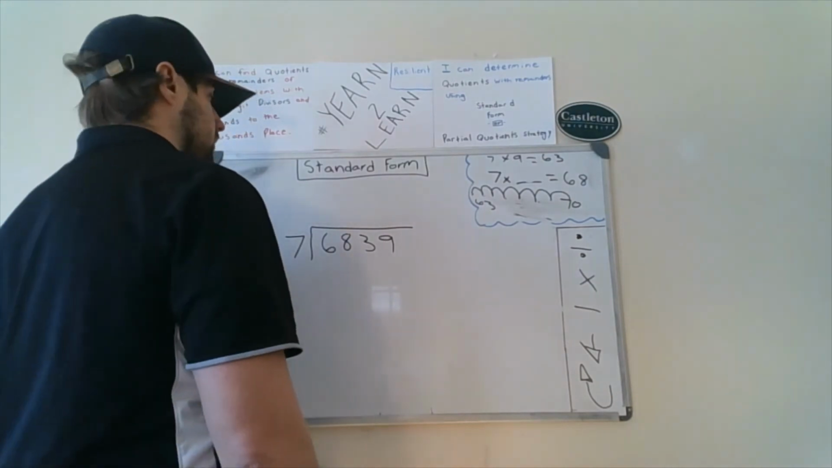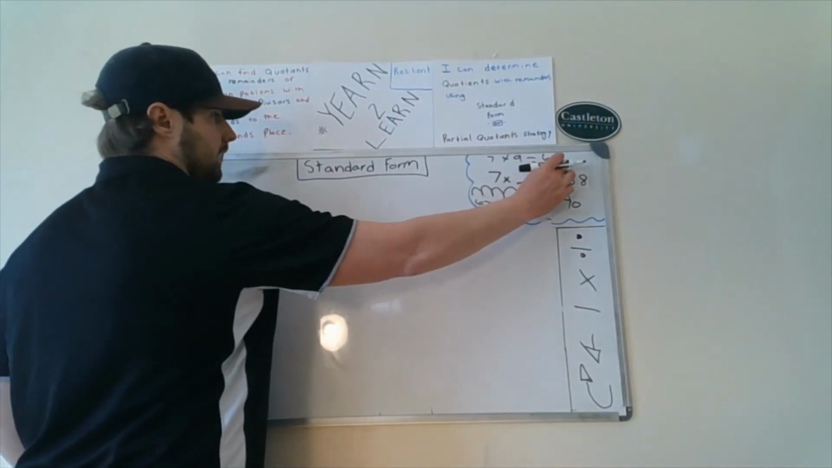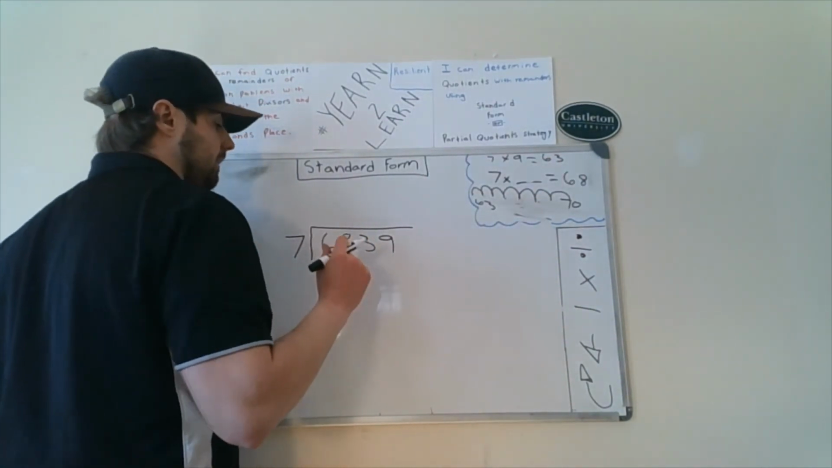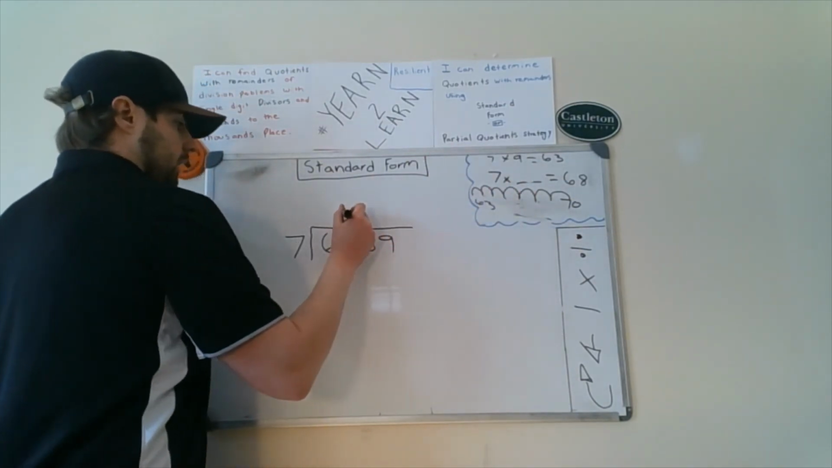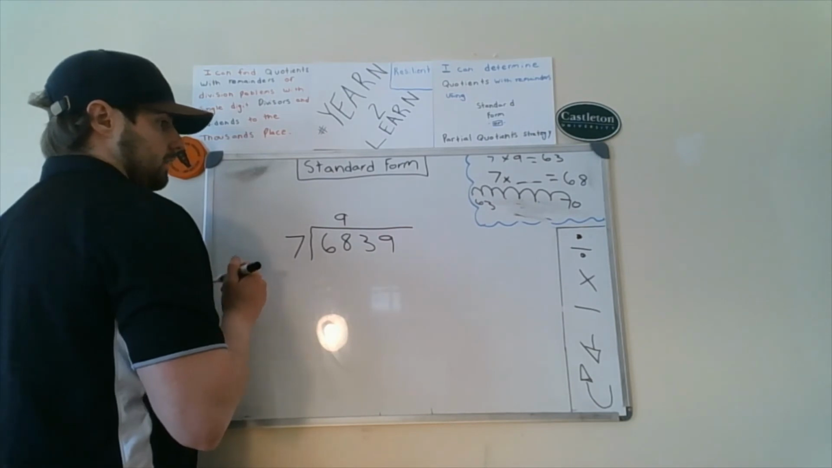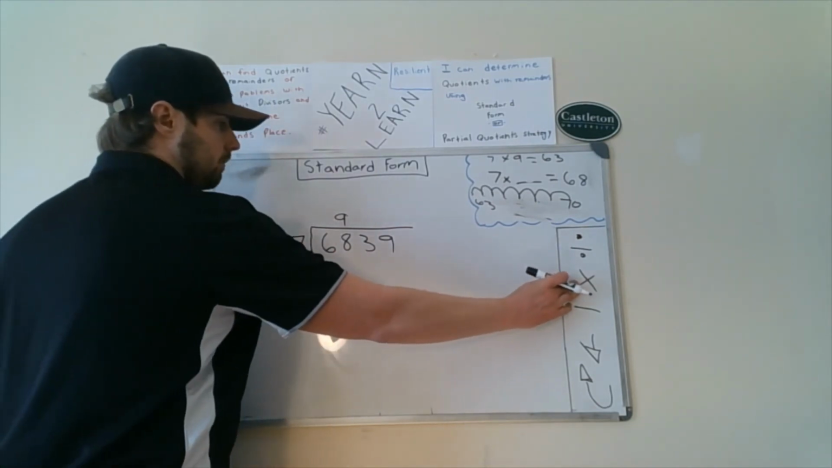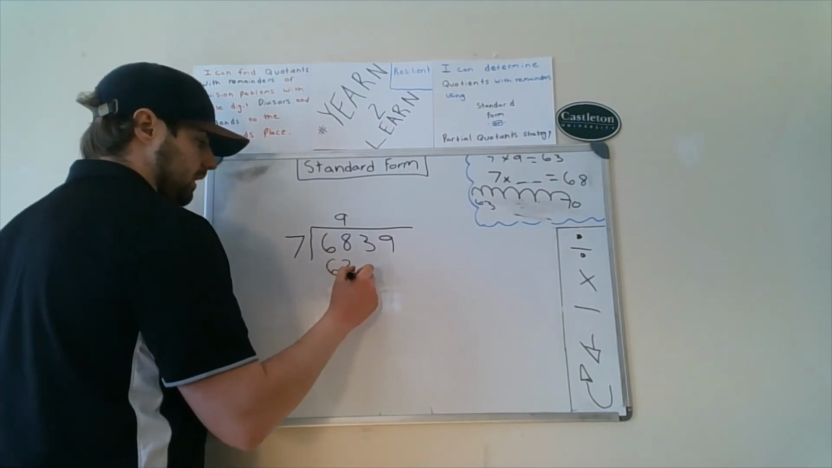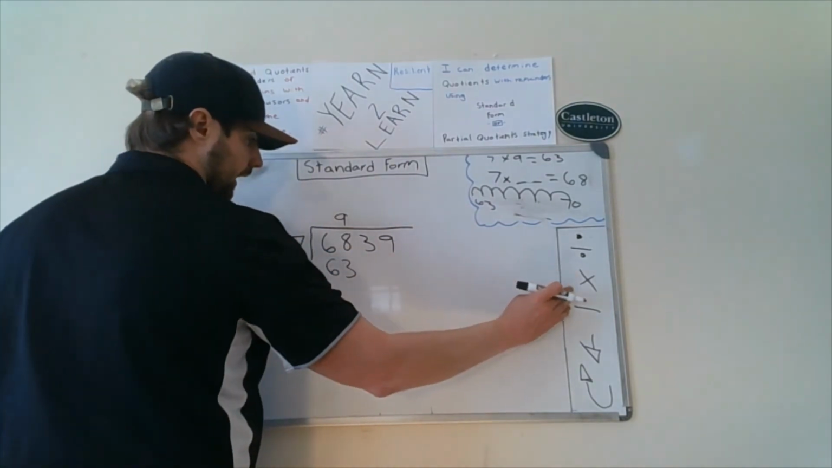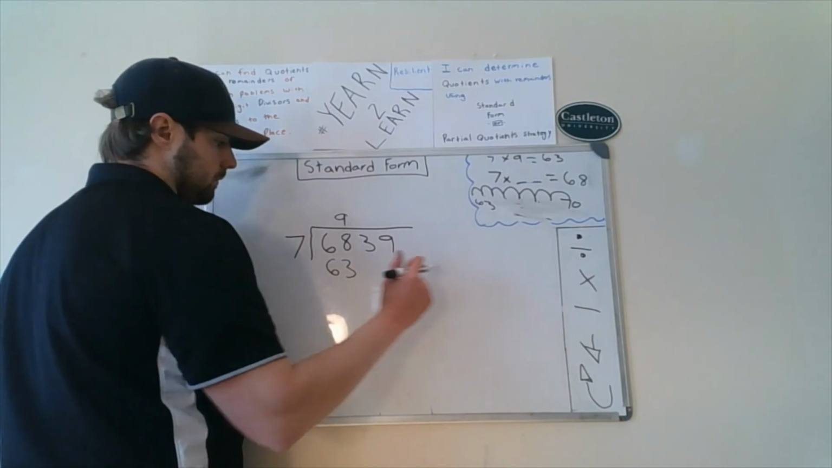Absolutely can do it. It is less than 68 and as close as I'm going to get. We divided, found out we could divide 9. That's the closest we can get. I need to multiply. 9 times 7 is 63. Next step is what? I need to subtract.